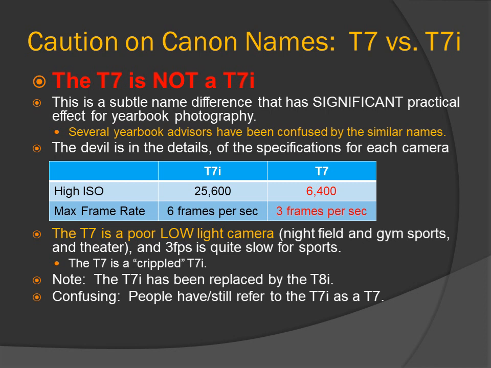The T7 is a poor low light camera. By low light, I mean night field and gym sports and in the theater. 3 frames per second is quite slow for shooting sports. Bottom line, the T7 is a crippled T7i. Note the T7i has been replaced by the T8i. So if you're buying new, you won't see a T7i. As I said before, the confusing part about this whole thing is people have and still refer to the T7i as a T7.